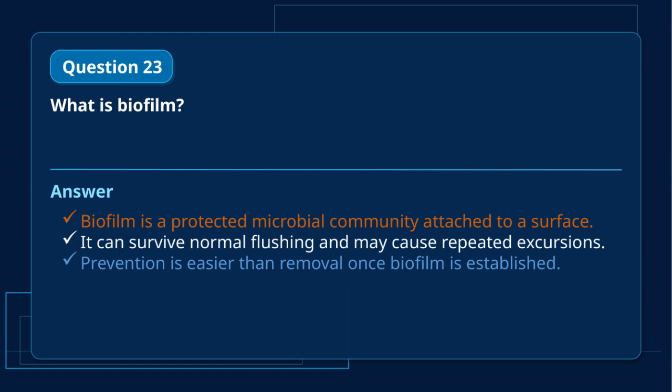Once biofilm is established, it can lead to repeated contamination problems, which is why prevention is so important. It's much easier to stop biofilm from forming in the first place than to try to remove it after it's already there. This understanding is crucial for effective microbial control and maintaining clean environments.